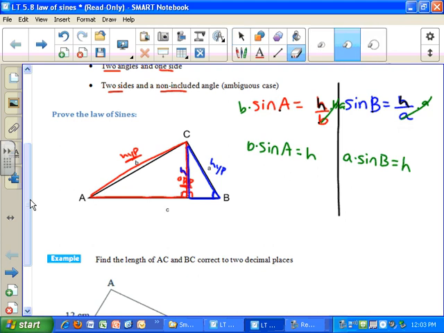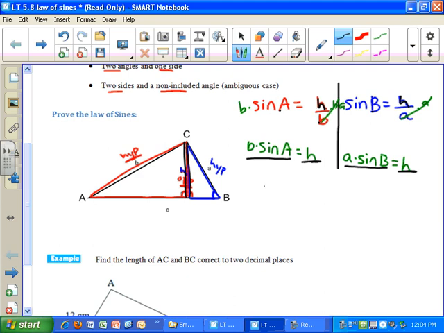Now how do we take those two equations and go back to where the law of sines says that a over the sine of A equals b over the sine of B? Because both of these equations equal h, and h is the same height in this triangle as it is in this triangle, then b sine of A has to equal a sine of B. So b times the sine of A has to equal a times the sine of B.